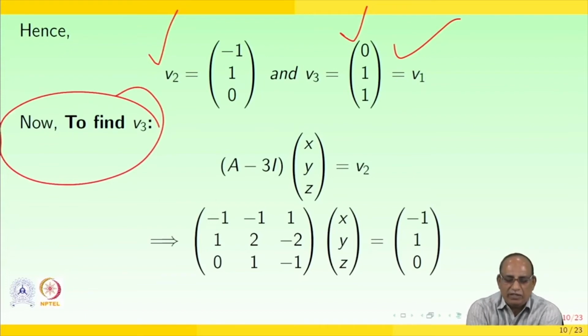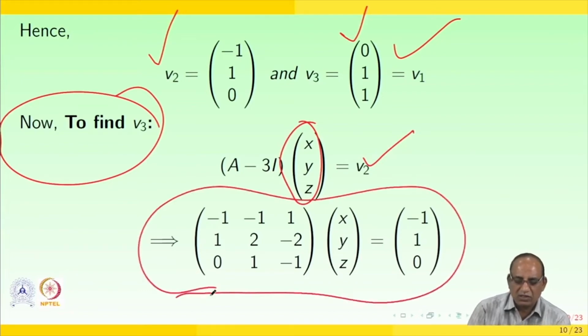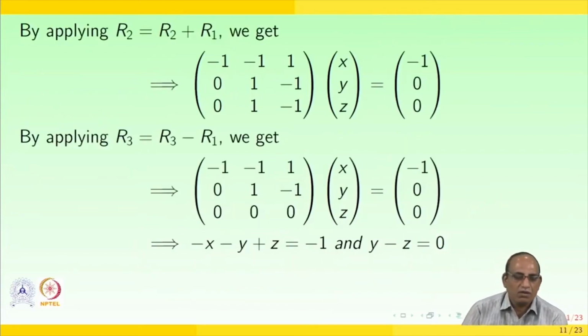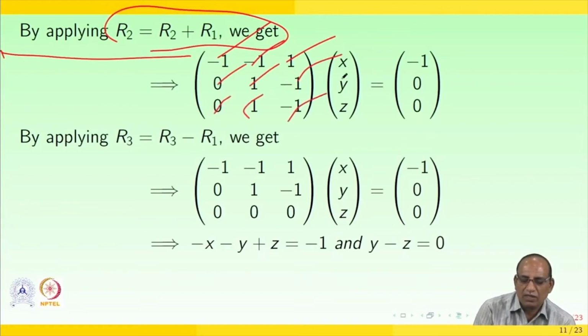So I want to find out V3. So V3 is nothing but (A - 3I) times (x, y, z), which will be equivalent to V2. So you get a system like this: [-1, -1, 1; 1, 2, -2; 0, 1, -1] multiplied with (x, y, z) equal to (-1, 1, 0). By applying R2 plus R1, you get [-1, -1, 1; 0, 1, -1; 0, 1, -1] multiplied with (x, y, z), equal to (-1, 0, 0).